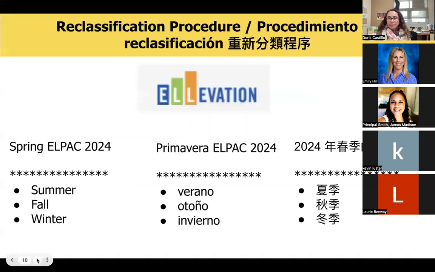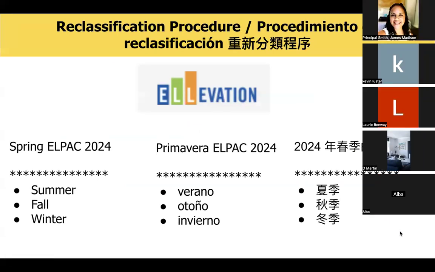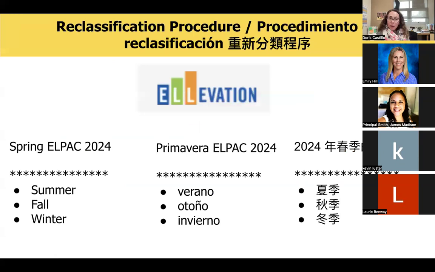Next slide. These are the windows that we use for reclassification. We have a system called Elevation that houses all of our English learner, multilingual learner data. In here, we will pull the ELPAC from the spring. The kids are about to take the test now. So they take the ELPAC in the spring, and that is the score we will use next year for all of the reclassification windows.